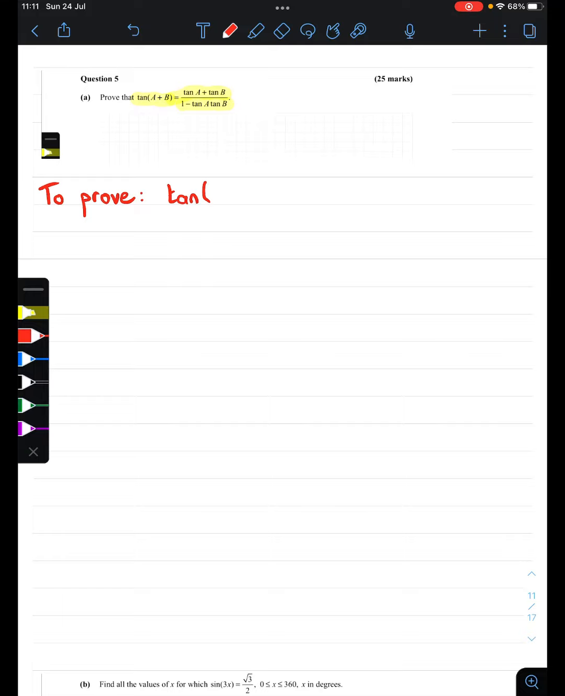tan(A+B) equals tan A plus tan B, all over 1 minus tan A tan B. Okay, so with these kinds of questions, it's best to go from left to right. So we're going to try to manipulate the left-hand side, the tan(A+B), and end up with the right-hand side. But we're just going to try and go step by step.